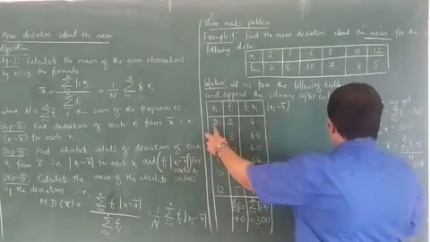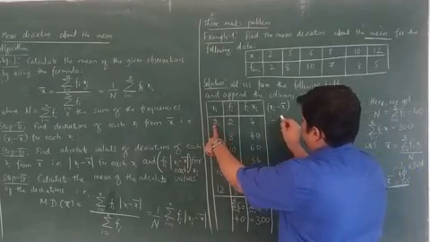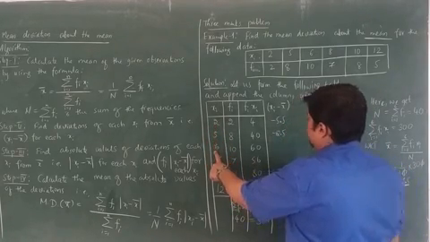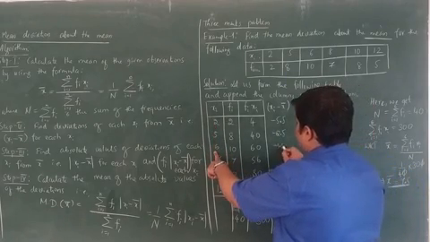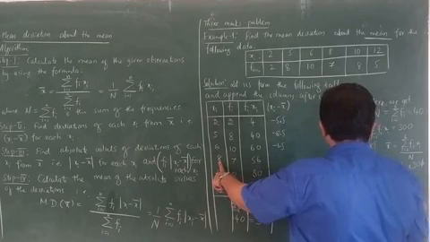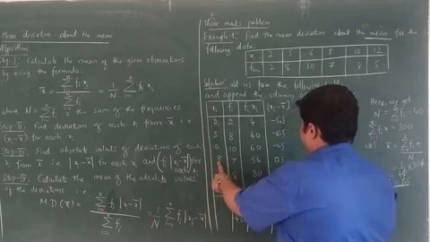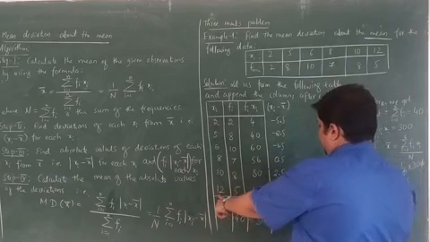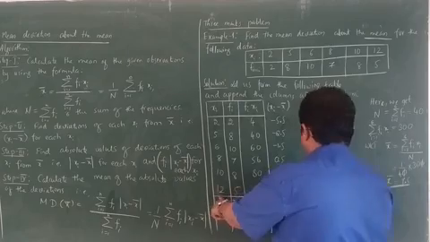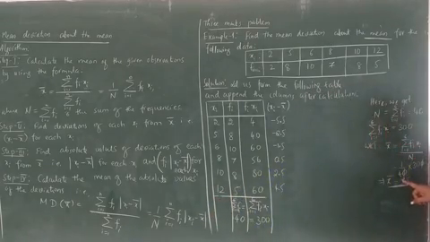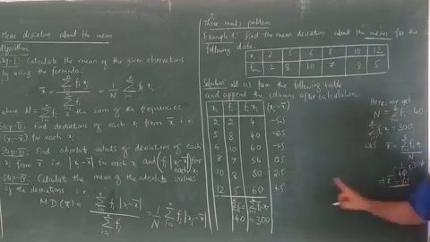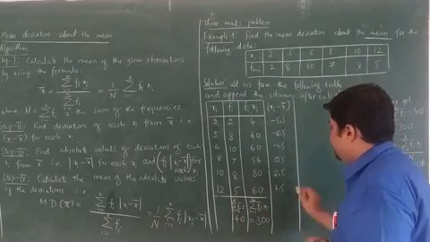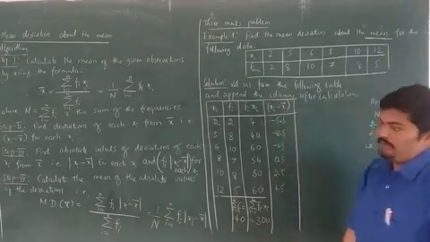Now consider 2 minus 7.5, that is minus 5.5, 5 minus 7.5, that is minus 2.5, 6 minus 7.5, that is minus 1.5, 8 minus 7.5, that is just 0.5, 10 minus 7.5, that is 2.5, 12 minus 7.5, that is 4.5. I hope you have understood how to calculate the deviations of each and every observation from the mean.